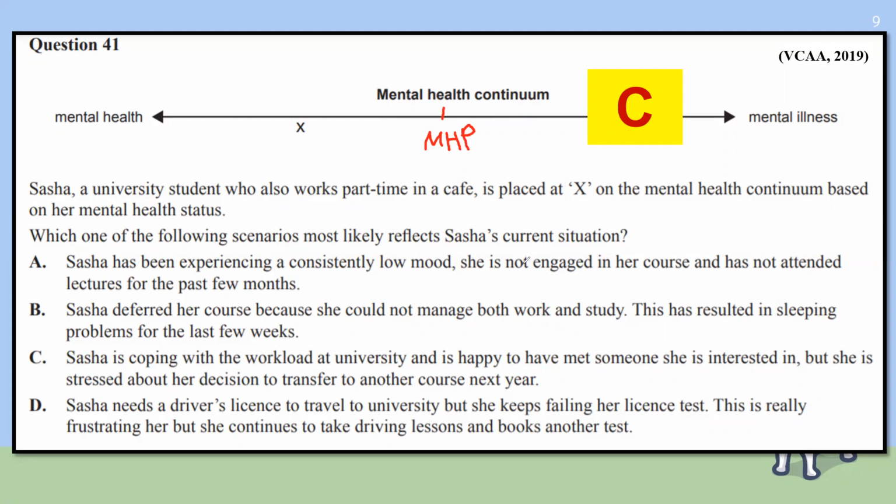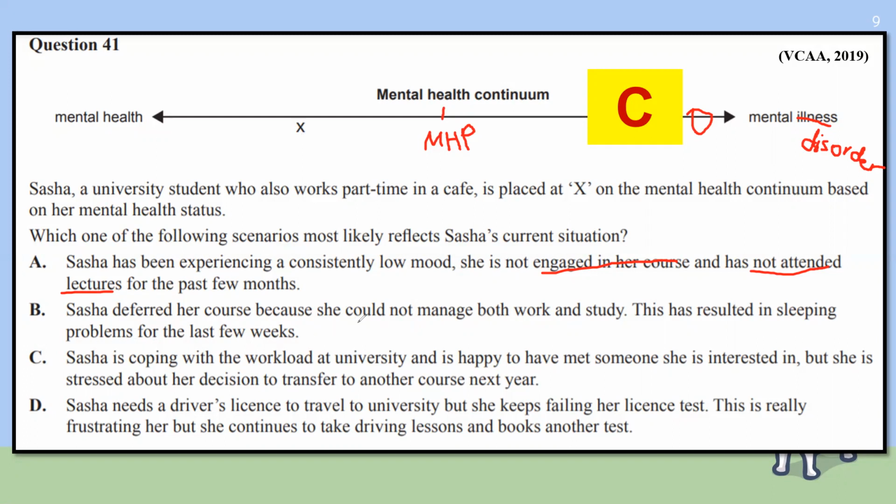So we can't say that she's not engaged in her course and has not attended lectures, because all of these suggest some level of dysfunction. These are something I would expect if Sasha was somewhere around here on the mental health continuum, if she's actually experiencing a mental illness or a mental disorder. But in this case, Sasha is nowhere near that area. So I wouldn't think it would be option A, because option A is suggesting some level of dysfunction, which I'm not seeing according to where Sasha has been placed.